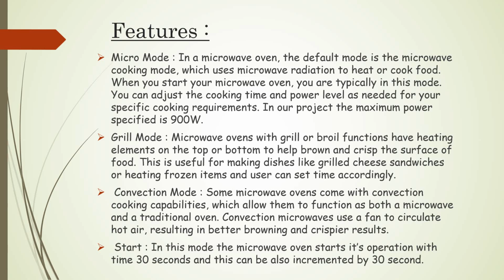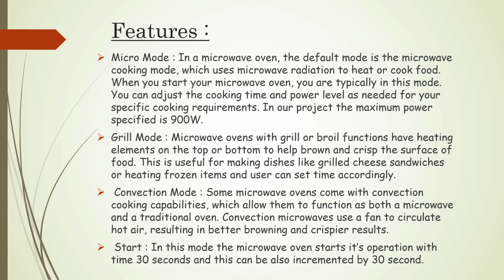The time duration will be set along with the user preferences. In the convection mode, some microwave ovens come with convection cooking capability, which allows them to function as both a microwave and a traditional oven. Convection microwaves use a fan to circulate hot air, resulting in better browning and crisper results. Convection mode uses temperature limits of up to 180 degrees Celsius.